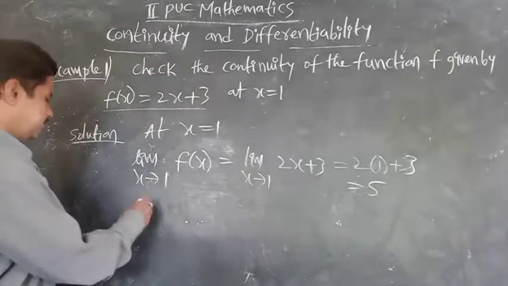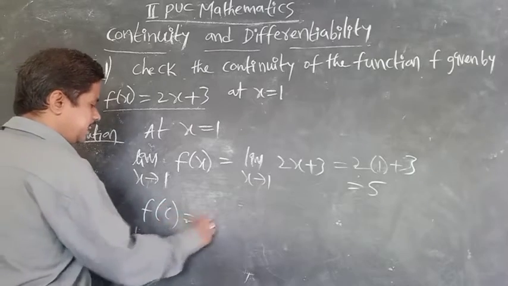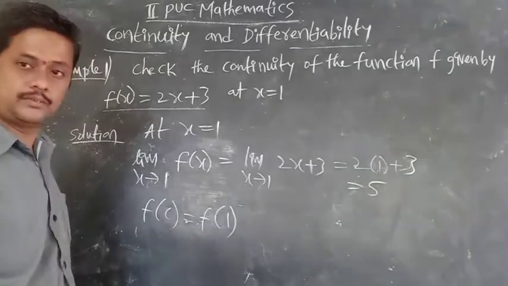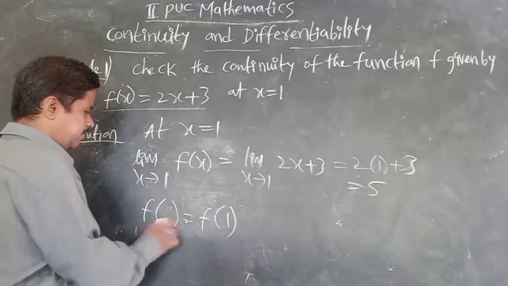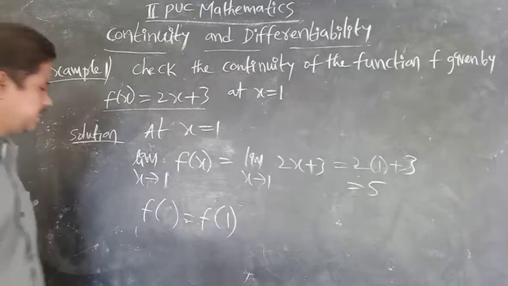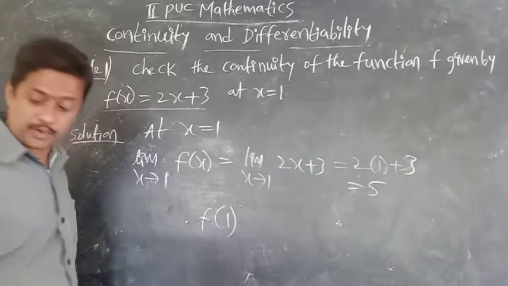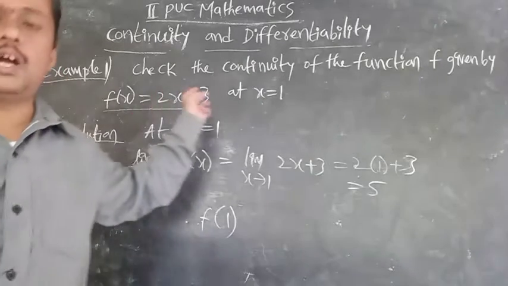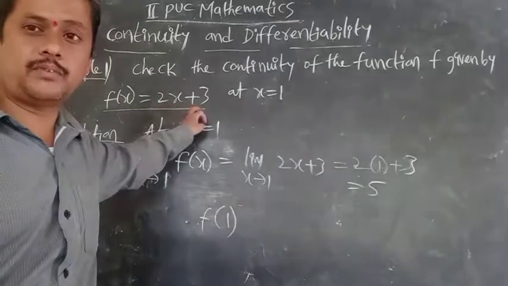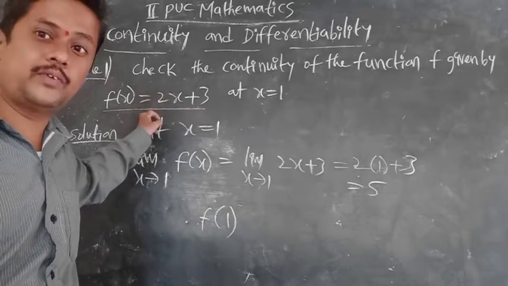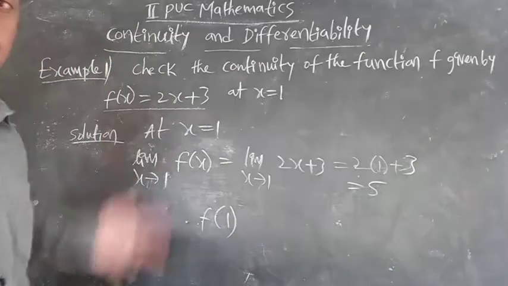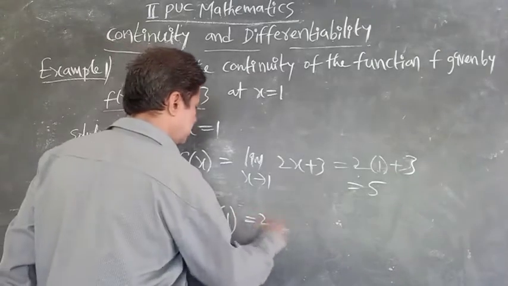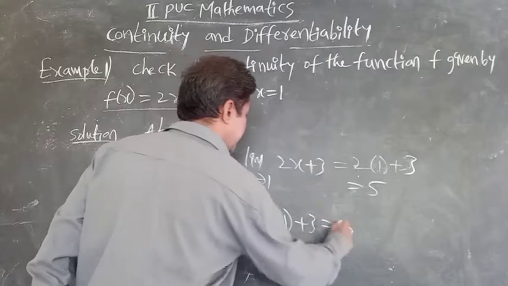Next, f of c. F of c means what? F of c equals f of 1. So f of c, f of 1, they are calculated. F of 1 means what? F of x equals 2x plus 3. F of y equals 2y plus 3. F of z is 2z plus 3. Like that, f of 1 means we have to substitute the x value here: 2 into 1 plus 3 is equal to 5 only.